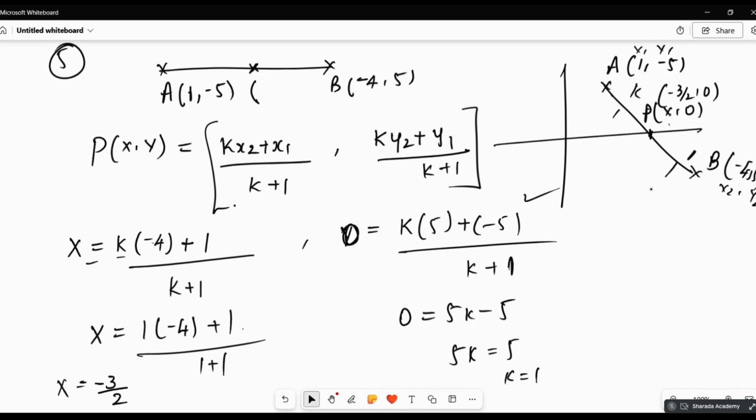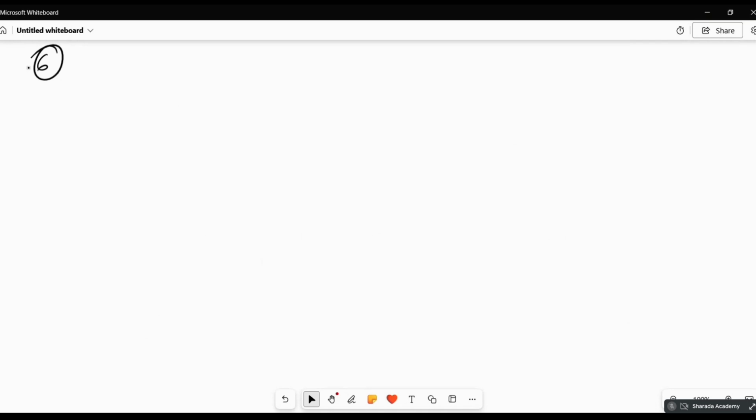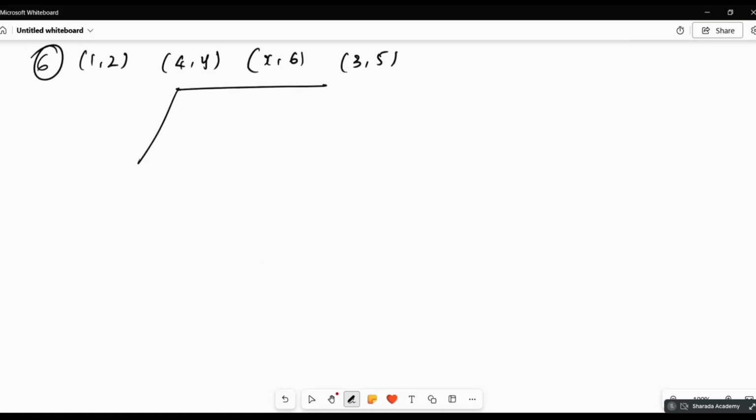This is an important problem. Many times they ask, like, it will divide by x-axis or it is divided by y-axis. Divided by y-axis means (0, y). What happened? If (1, 2), (4, y), (x, 6) and (3, 5) are vertices of a parallelogram taken in order, find x, y. So this is also an important problem. Many times it is there in the exam.